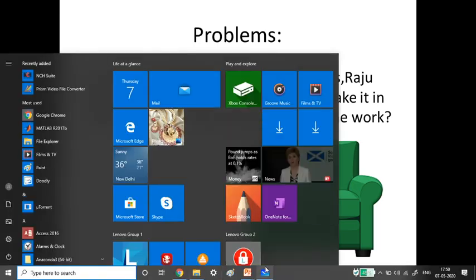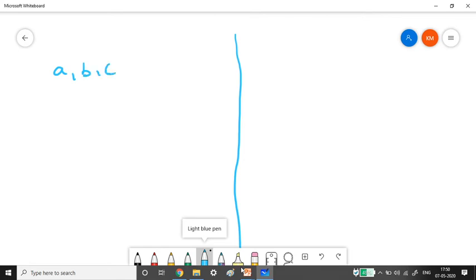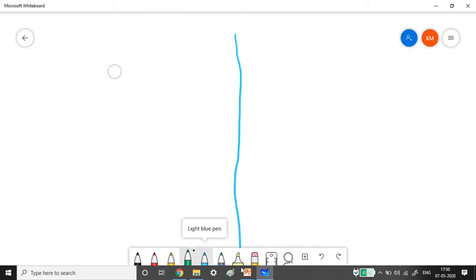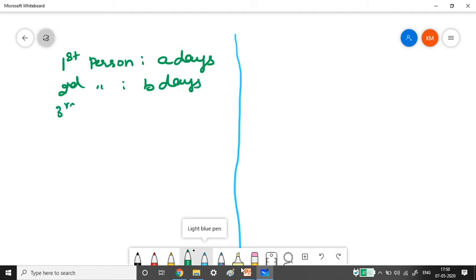Here also I'll derive the formula and solve the question. First, let us generalize the concept. The first person does it in A days, the second person does it in B days, and the third person does it in C days.